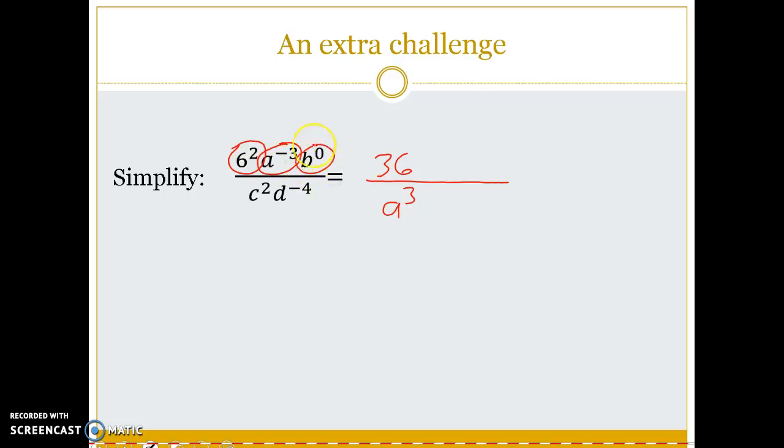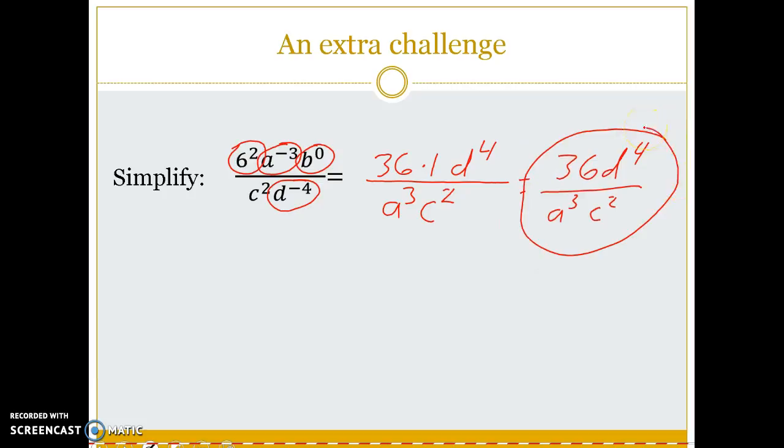What is anything to the 0 power? Well, that's just 1. So I could put times 1 here, but 36 times 1 is just 36. So it's kind of like that b to the 0 just disappears. On the bottom here we have c to the second, so that's going to stay on the bottom as c to the second. But if I have d to the negative fourth on the bottom, I want it to become d to the positive fourth, but that means I have to move it to the top. It's going to be d to the positive fourth. So my final answer is going to look like this: 36 times d to the fourth over a to the third times c to the second. And so my final answer would look something like that.